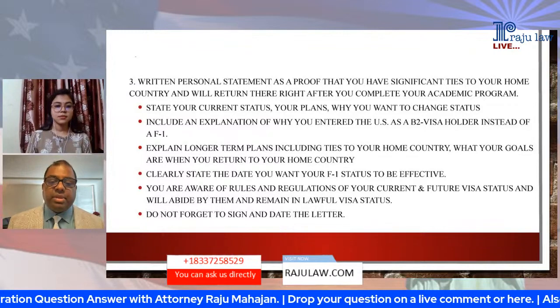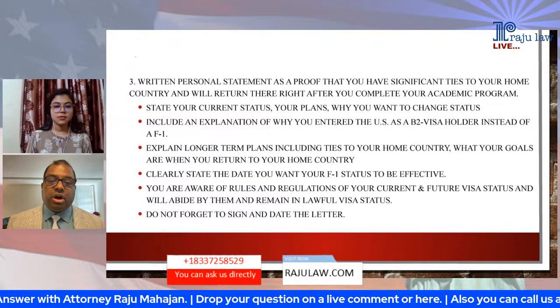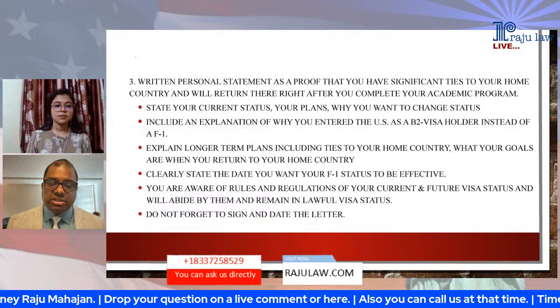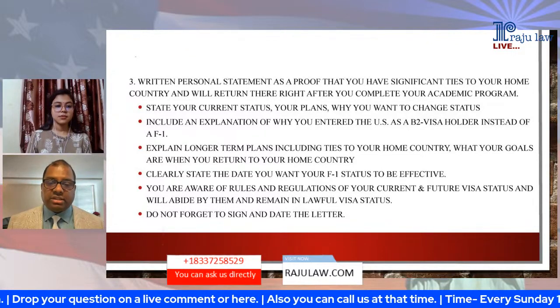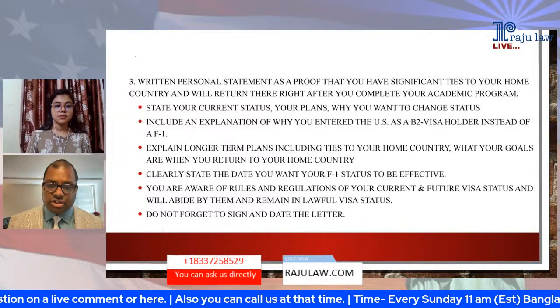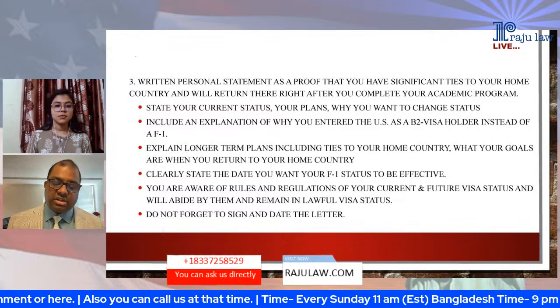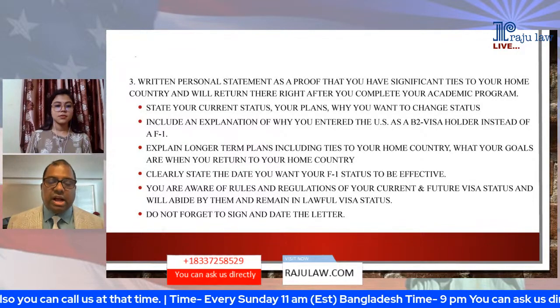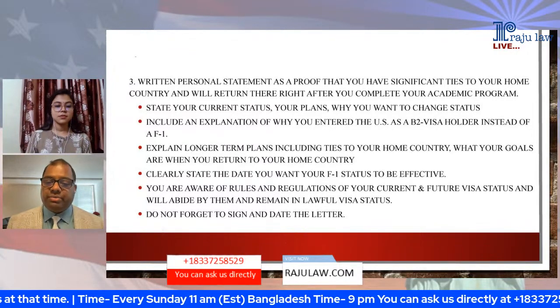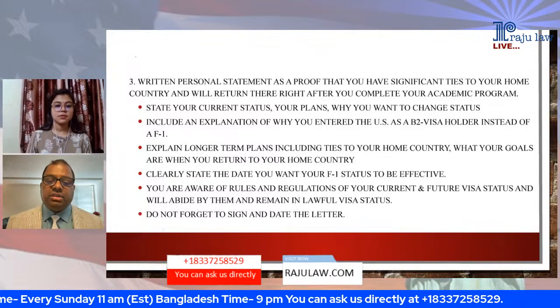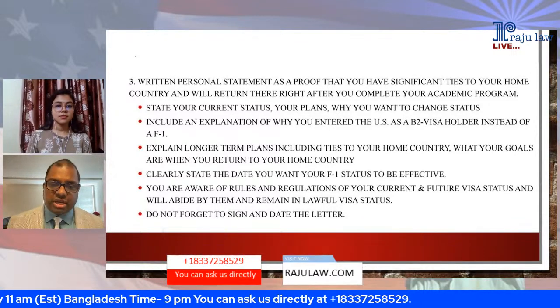At the same time, you must mention your non-immigrant intent, meaning after this course of study or after this activity, you are going back to your home country like your previous intent. You cannot say that after this course of study, I'm going to apply for a green card. That will violate the requirements for non-immigrant status.